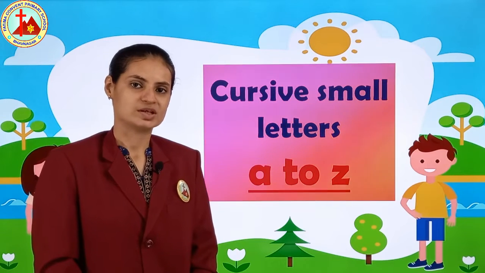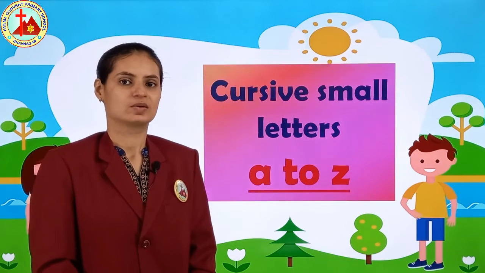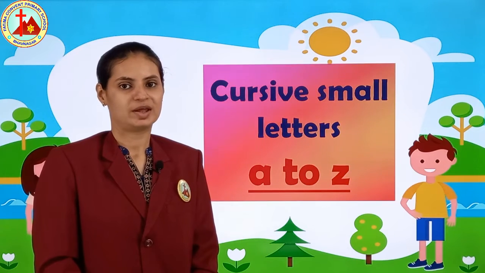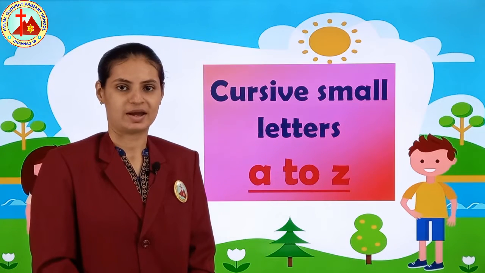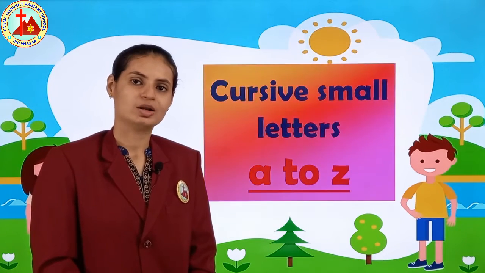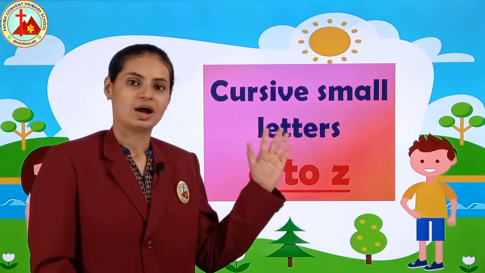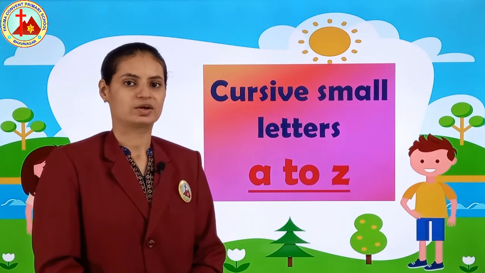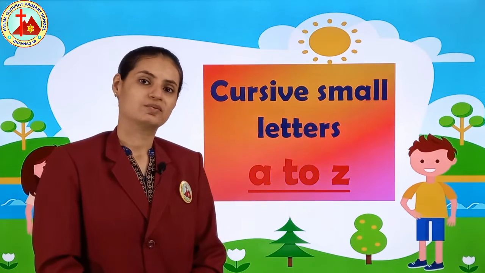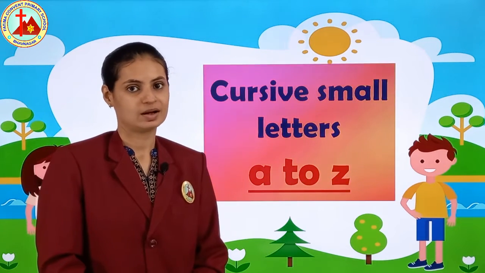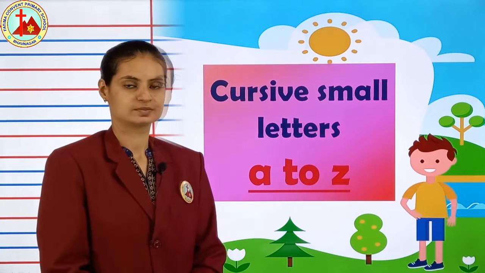Now as we have finished cursive small letters, what are we going to do today? Yes, we will write cursive small letters from A to Z. The whole alphabet we are going to write today. So get ready with your 4-line book, pencil, eraser and write along with me.